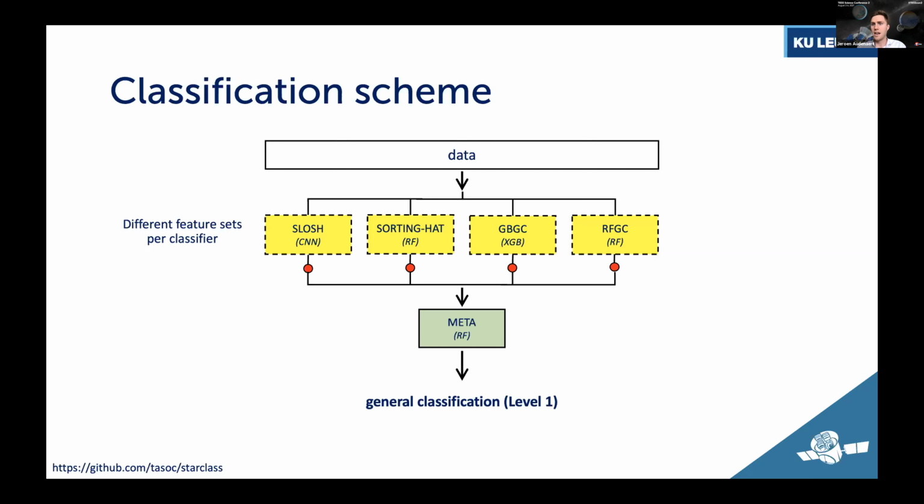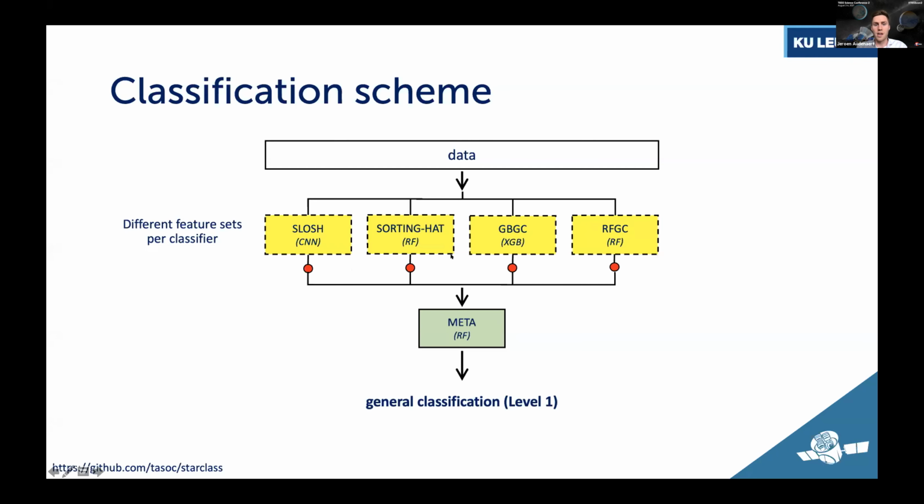So these are statistical attributes that are used to characterize the light curves, and that are then used as input and make the classifier decide which type of variability we're dealing with. So SLOSH is the first classifier, and this one just uses an image-like representation of the power spectrum, and based on that predicts the variability classes.